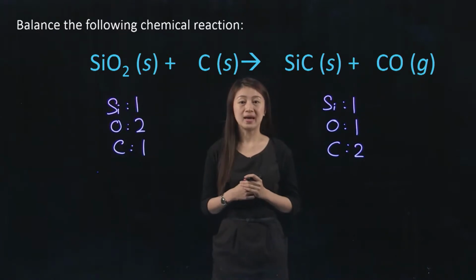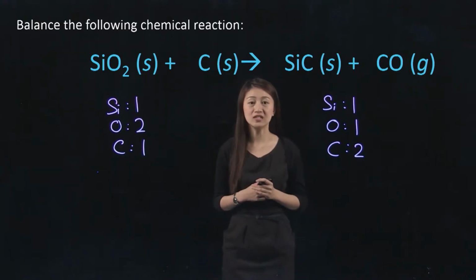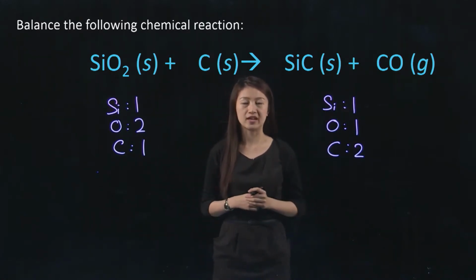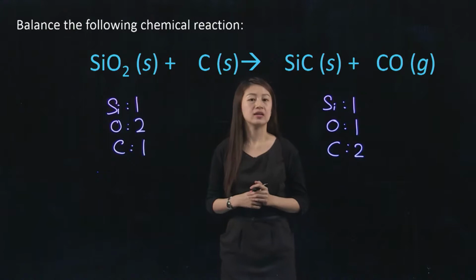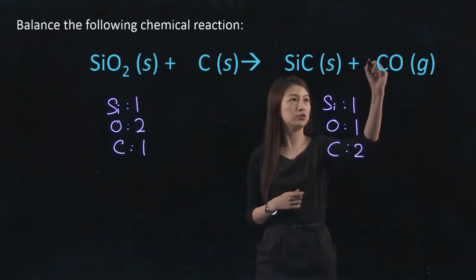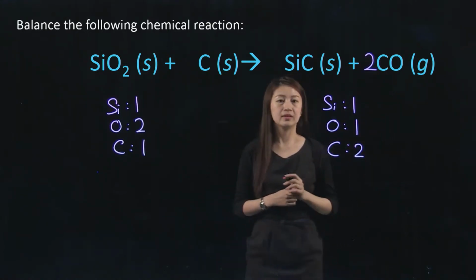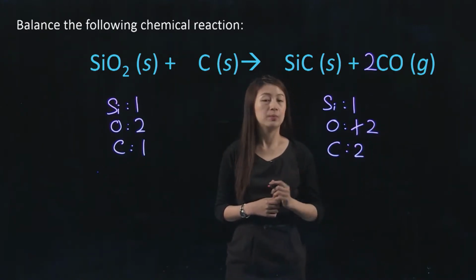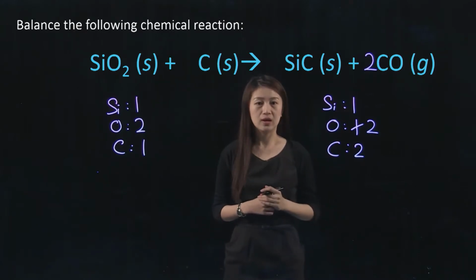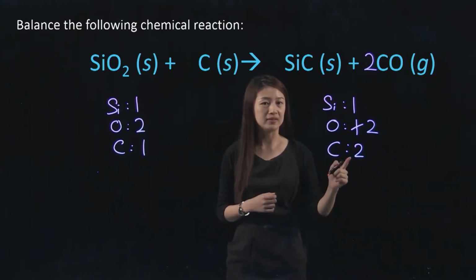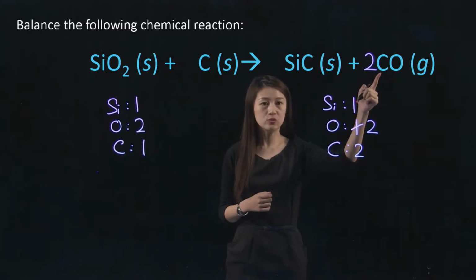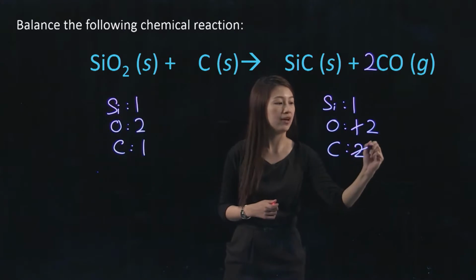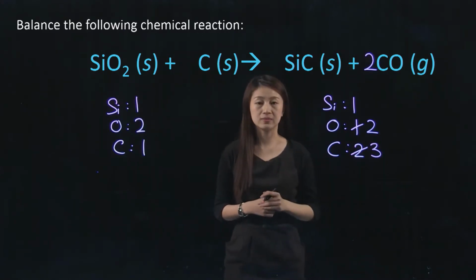Now, I'm going to start by balancing oxygen atoms because oxygen only appears in one compound on each side of the chemical reactions. In this case, I'm going to put a coefficient of 2 in front of CO. That means I will have a total of 2 oxygen. By putting a 2 in front of CO, I'm also increasing the number of carbon. In this case, I have 2 carbon and 1 carbon here. That means in total, I will have 3 carbon atoms.